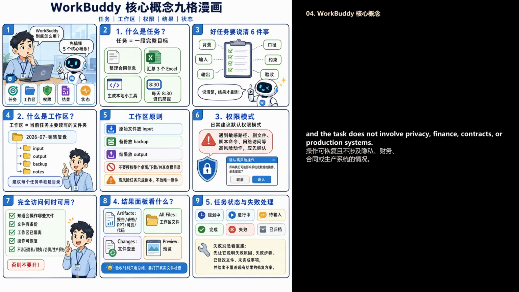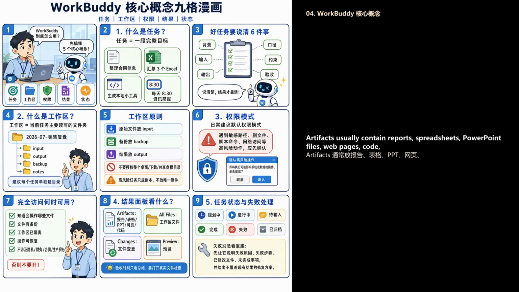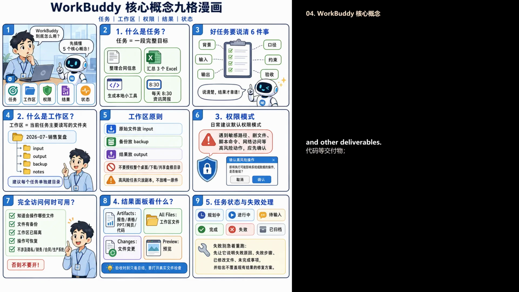The fifth concept is the results panel. Artifacts usually contain reports, spreadsheets, PowerPoint files, web pages, code, and other deliverables. All files shows workspace files. Changes shows file modifications. Preview is used to preview web pages, applications, or documents. During acceptance, do not only read the AI summary, open the real files and check them.